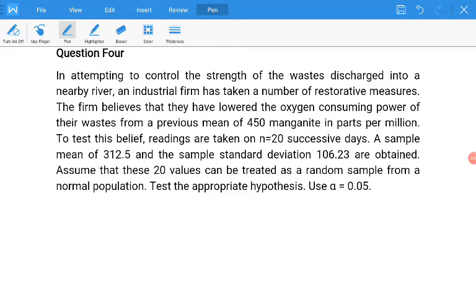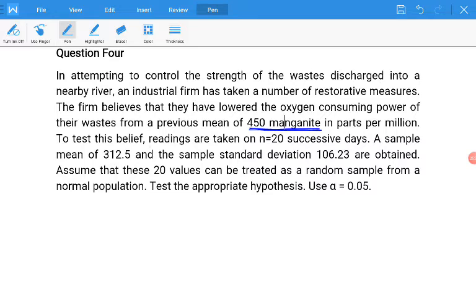So let's look at the next question, which is question number 4. Question number 4 reads, in attempting to control the strength of waste discharged into a nearby river, an industrial firm has taken a number of restorative measures. The firm believes that they have lowered the oxygen consuming power of their waste from the previous mean of 450 manganite in parts per million.